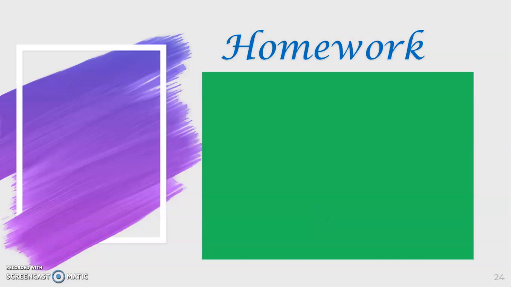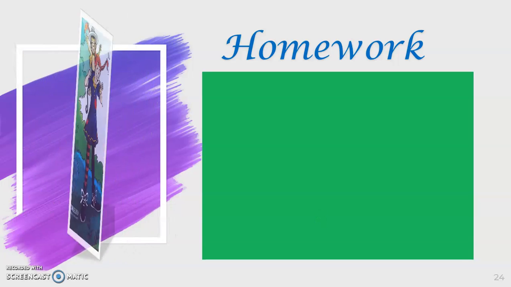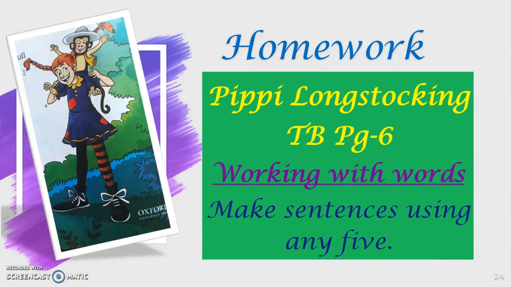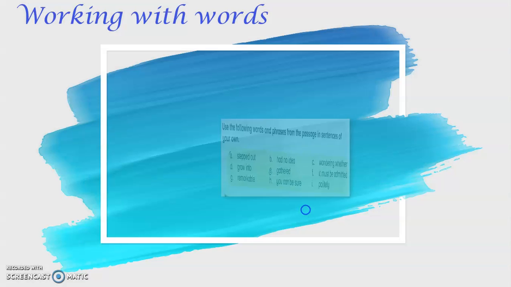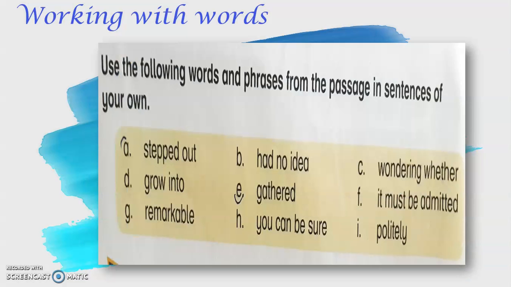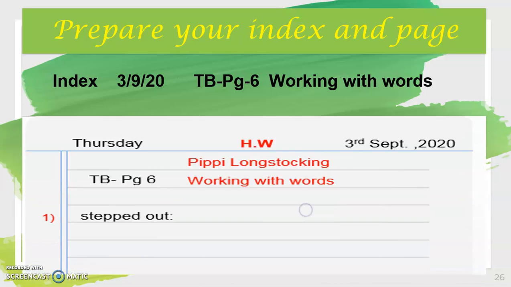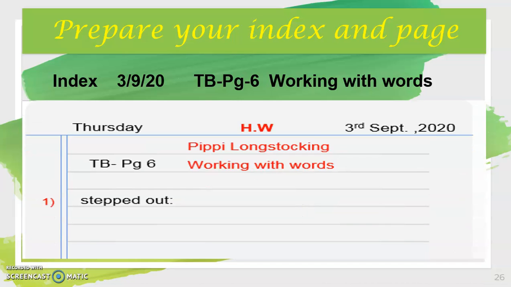Yes, I'm sure you must have completed your work. Let's move on towards the next work. Okay, so Pippi Longstocking, TB page 6, working with words. You just need to choose any 5 amongst these. Make sentences. This is how you need to prepare your index. And this is how you're going to prepare your page.